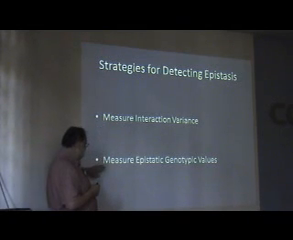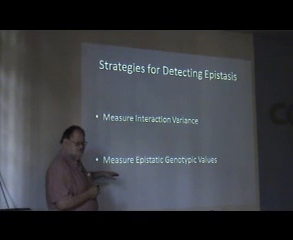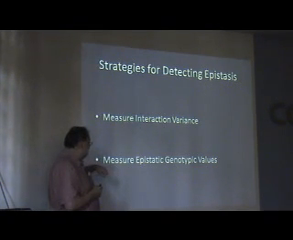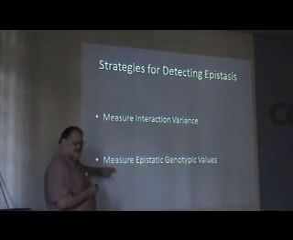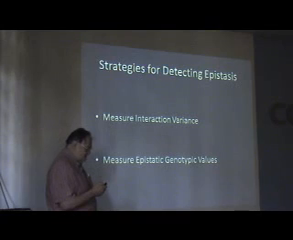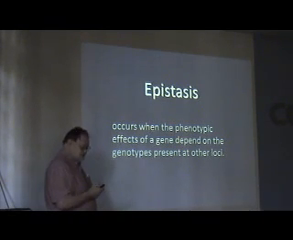There's a second method of looking at that, and that's to measure epistatic genotypic values that are free of the effects of allele frequency at the loci involved. You do this, you find, as you'll see, a whole lot of epistasis, and epistasis that has important evolutionary consequences. So when I say epistasis, I mean epistasis occurs when the phenotypic effects of a gene depend on the genotypes present at other loci.